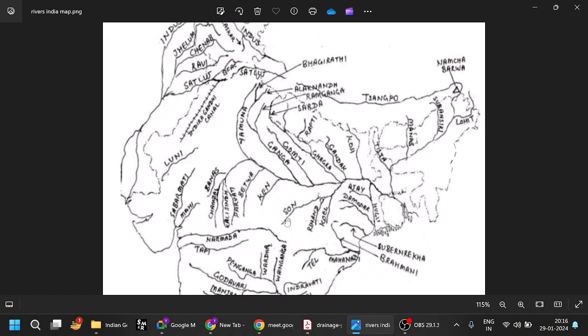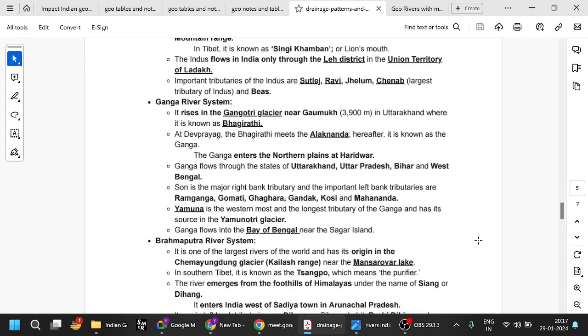See, where is Son? This is the Son. Okay. See here Yamuna is meeting Ganga. So here Yamuna ends. And here Son is the tributary of Ganga. Okay. Gomati, Ghaghara, Son. And Rihand and Koel are tributaries of Son. So study this diagram very carefully. Multiple times you will be able to follow. And these are all very important.